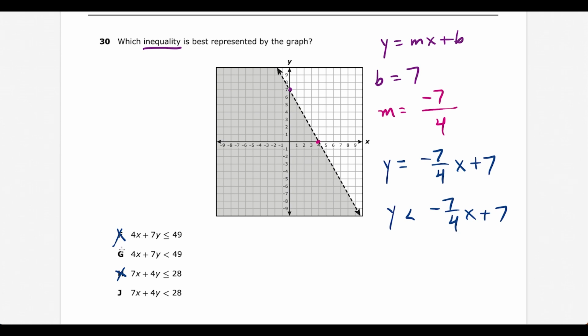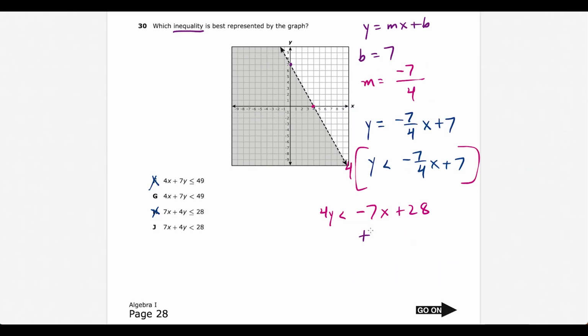But now we're between choice G and choice J, but notice these are in standard form and we're in mx plus b form. So to match what the answer choice has, I'm going to go ahead and multiply both sides of this inequality by positive 4, because that's going to get this denominator to cancel. So we'll have 4y is less than, and then 4 times negative 7 over 4 is negative 7x, and then we're going to have plus 28. So then the last bit of algebra to do would just be to add 7x to both sides like this. So now our final answer here, once everything's simplified, we're going to have 7x plus 4y is less than 28. And this is going to match up with choice J.